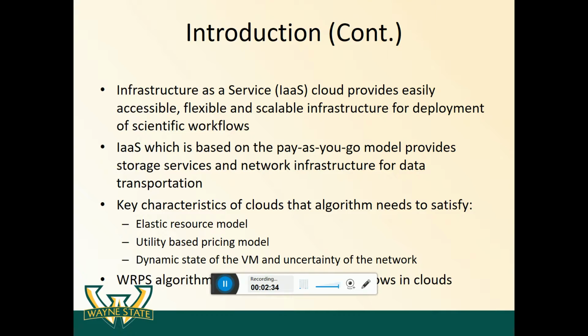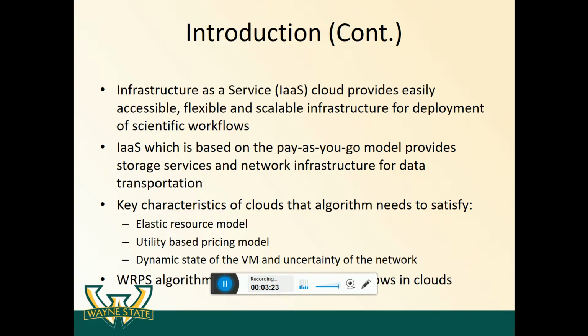Infrastructure as a service, also known as IaaS cloud, provides easily accessible, flexible, and scalable infrastructures for deployment of scientific workflows. IaaS, which is based on the pay-as-you-go model, provides storage services and network infrastructures for data transportation. Key characteristics of cloud that the algorithm needs to satisfy: first, dynamic resource model. The key challenge is to determine when to dynamically provision VMs on the cloud and when to deprovision VMs on the cloud, along with how many and of what type.